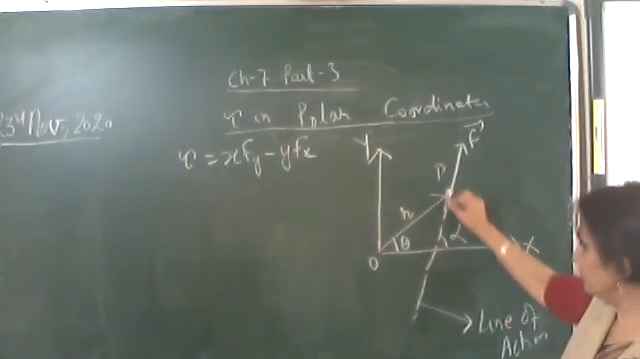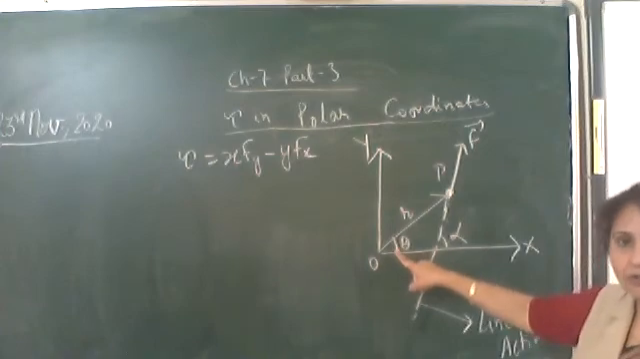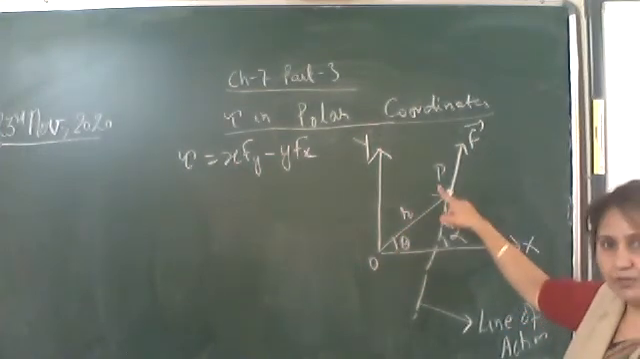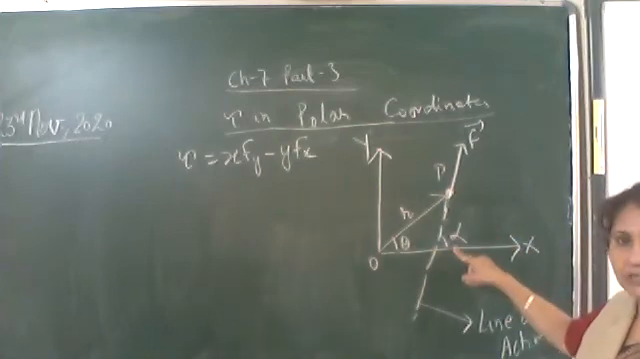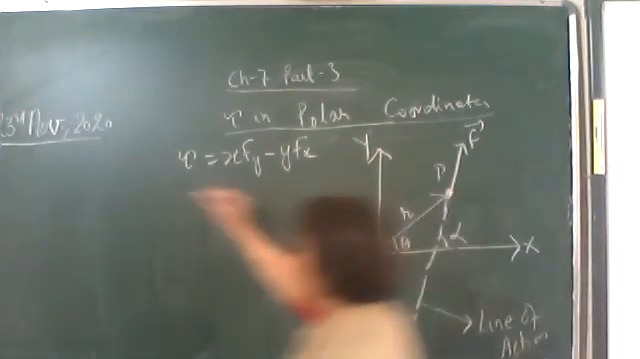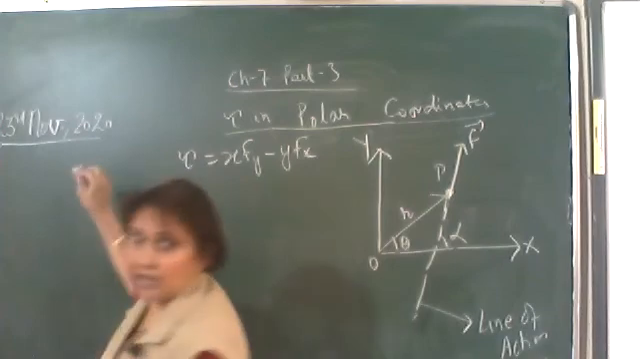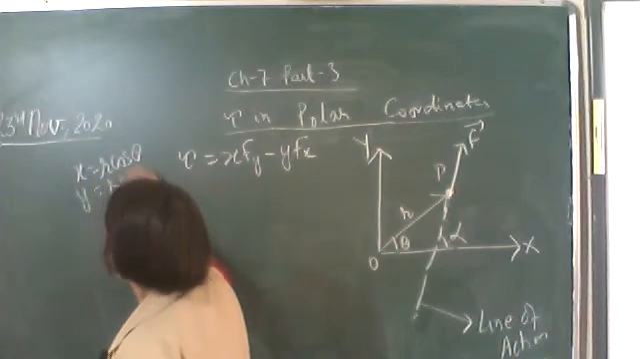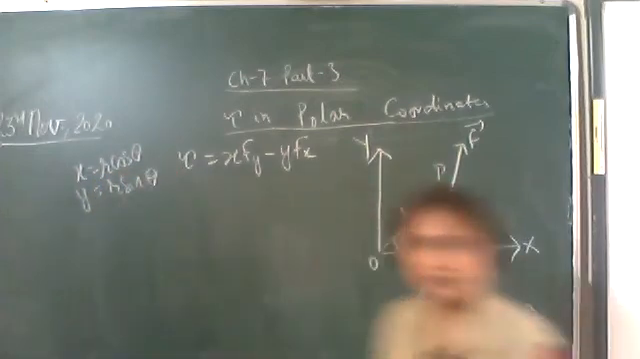Okay, this resolution of vectors we have already done in the chapter vectors. So here if you draw a triangle, find out cos theta. Cos theta is equal to base upon hypotenuse. So this base is equal to r cos theta. So here x is equal to r cos theta and y is equal to r sin theta.